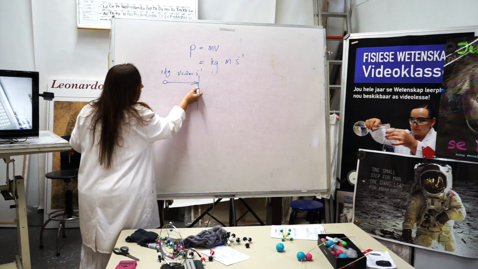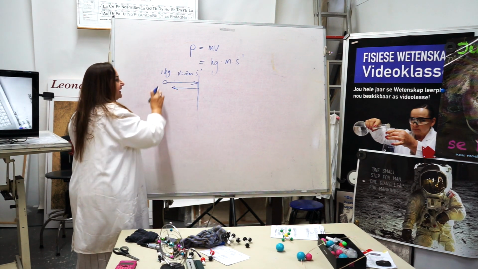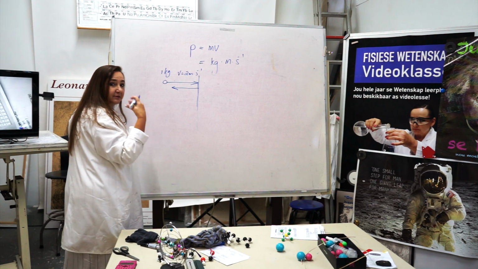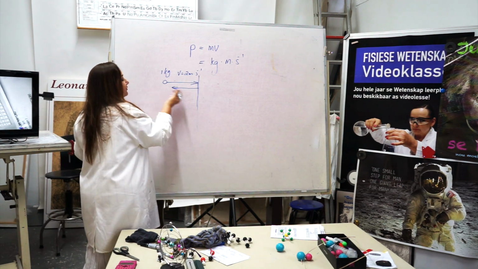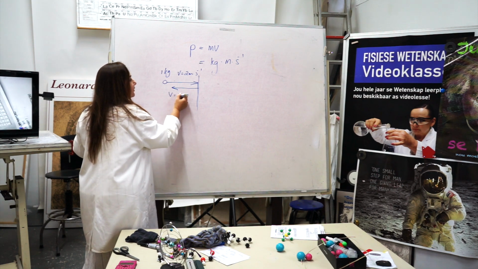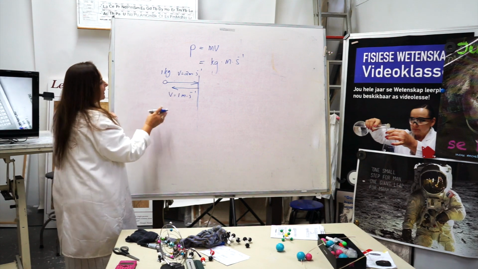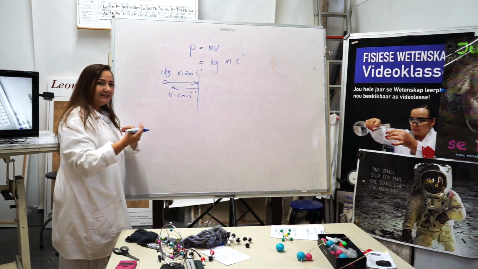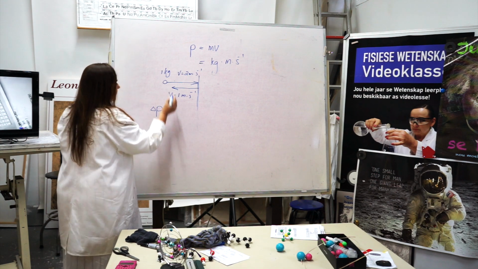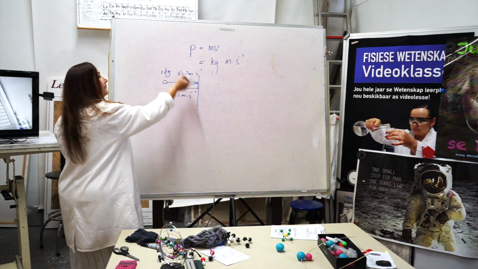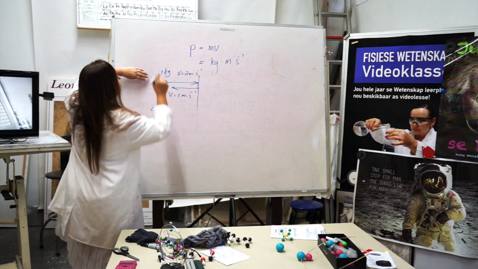When that ball bounces back and moves in the opposite direction, and you notice that I use the arrows because it's a vector, let's say it comes back from the wall with a velocity of 1 meter per second. Now you need to work out the change in momentum. So you're going to say, okay, the change in momentum is the final momentum minus the initial momentum.